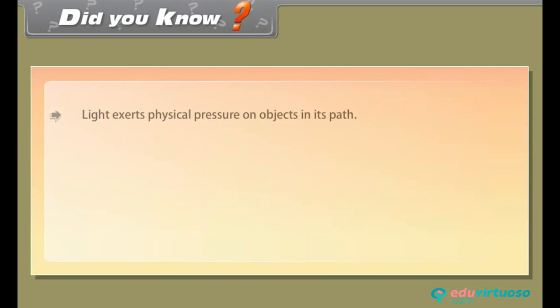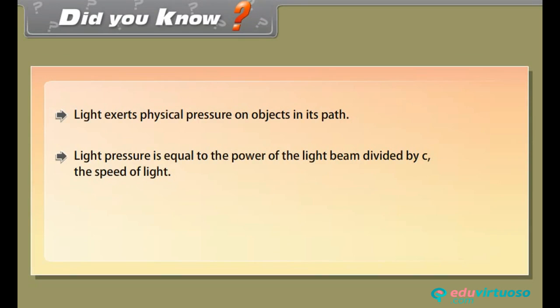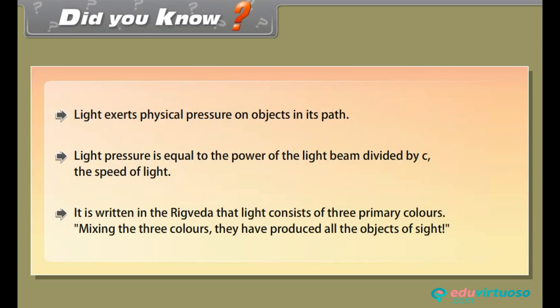Did you know light exerts physical pressure on objects in its path? Light pressure is equal to the power of the light beam divided by c, the speed of light. It is written in the Rig Veda that light consists of three primary colors. Mixing the three colors, they have produced all the objects of sight.